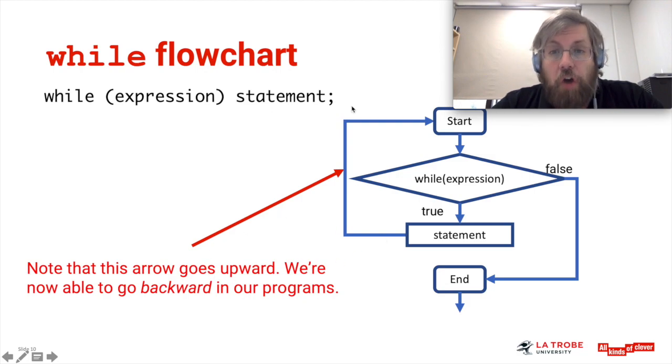Note that this arrow goes upward, right? So now we're able to go backwards in our programs. We're not just skipping. Before, we had the ability to skip. Now we have the ability to repeat.